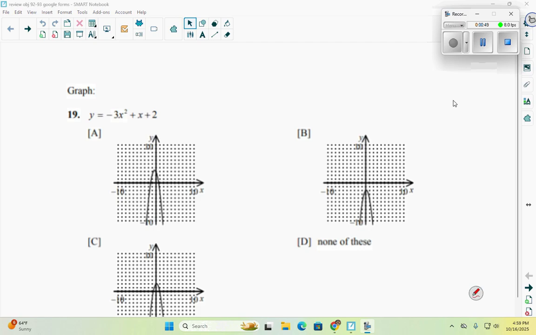Okay, so we already learned that in this equation, because there's a negative, we know that the parabolas are going to be downright, which all of these graphs have the downright. So we need to go through the quadratic formula to figure out which one is the proper one. Okay, so I'm going to show you over here.